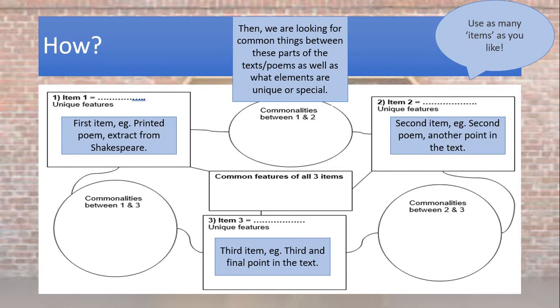So once you've decided upon these items, the next part is filling in your thoughts. And this is where you kind of get the meat of your planning of your response. So what we're going to look for is commonalities. So things that are similar between these items. So that's between 2 at a time, as well as all of them all together.